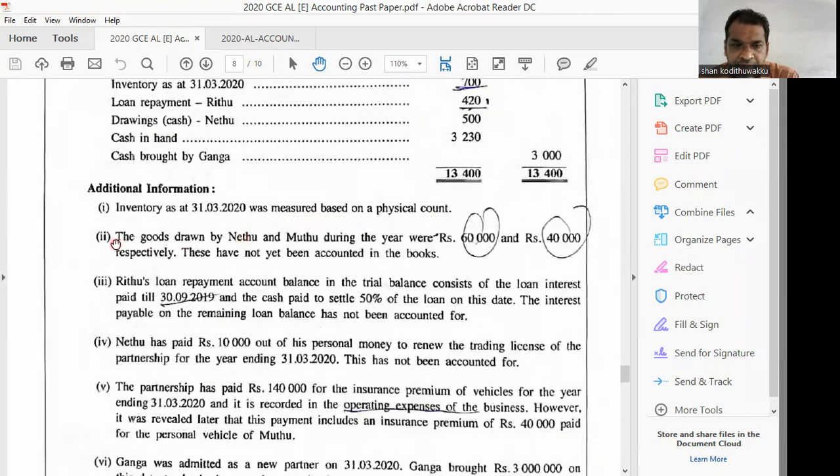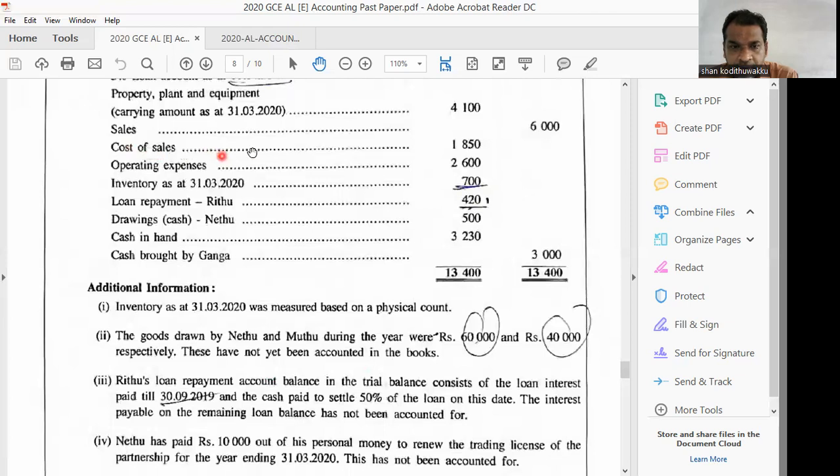Right. Second adjustment, the goods drawn by Netu and Mutu during the year were 60,000 and 40,000 respectively. These values have not yet been accounted in the books. 60 and 40, total 100. That means goods drawn by the partners. Partners cannot use business goods or money as they wish for their personal usage. If they have used, we have to consider it as drawings. Here they have taken goods as drawings. Therefore, we have to debit partners' current accounts, say drawings, goods drawings, and credit to purchases. Here no purchases because they have already calculated cost of sales.